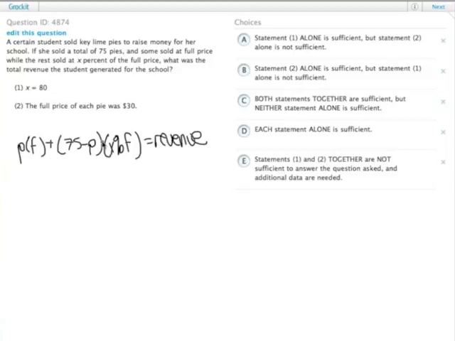So we have 1, 2, 3, 4 different variables here that we need to find out. We would need to find 3 of the 4 variables to solve this question.